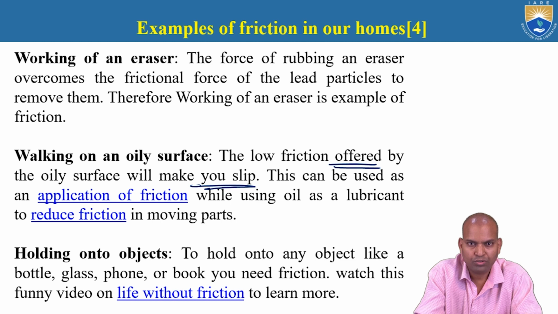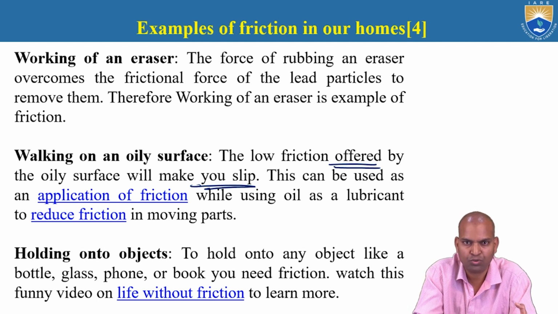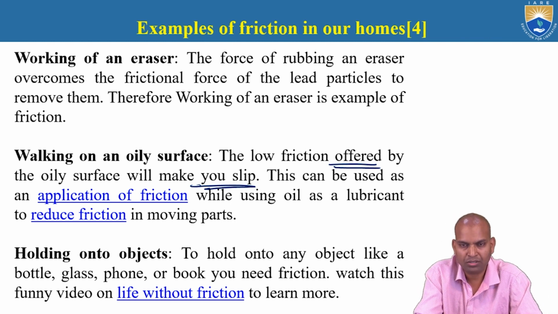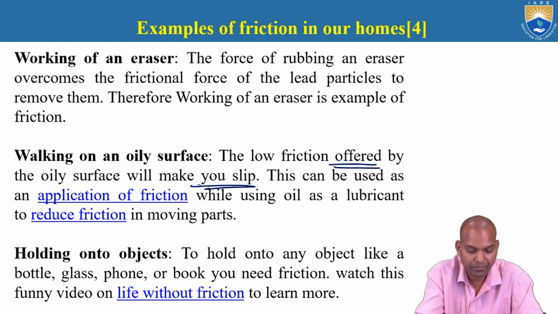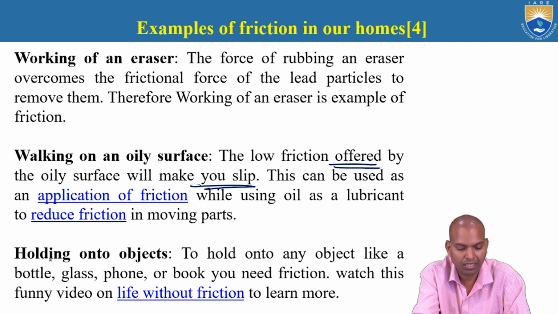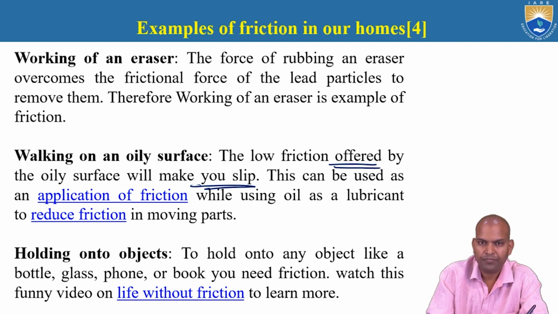So what will you do? Sometimes if there is no grip, then we use a cloth. The cloth increases the friction and helps us to hold strongly. So this is how holding on to objects works, and it is one of the applications of friction. To hold an object, like a bottle, glass, phone, or a book, you need friction.